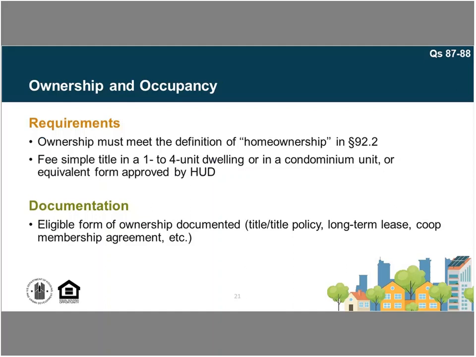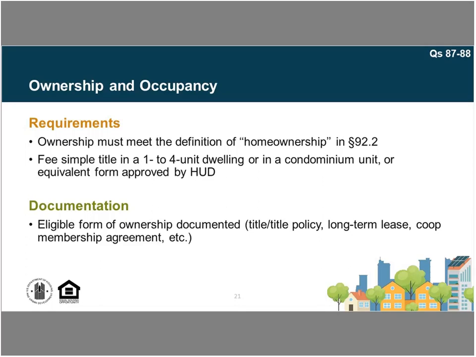Ownership and occupancy: the key thing is it has to meet the definition of homeownership in 92.2, which basically focuses on fee simple title for most situations. But it might also bring into play ground lease issues if you're working with a community land trust, or with Native American or tribal properties, and some other situations where there might be a long-term ground lease. Refer to the ownership definition in 92.2 to make sure any ground leases meet that. Otherwise, it would be fee simple title.